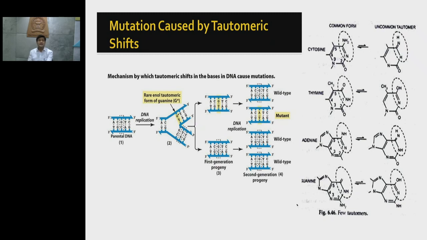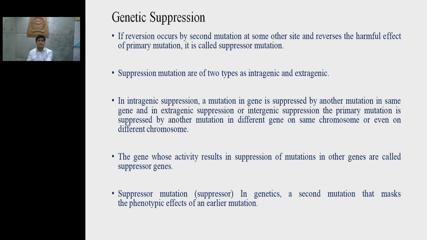The result and predicted mutation is a transition kind of mutation, a change of pyrimidine to another pyrimidine and purine to another purine. Another part is gene suppression or genetic suppression, that is nothing but reversion. This kind of mutation occurs by a second mutation at another site, and that reverses the harmful effect of the primary mutation. That is nothing but suppressor mutation.